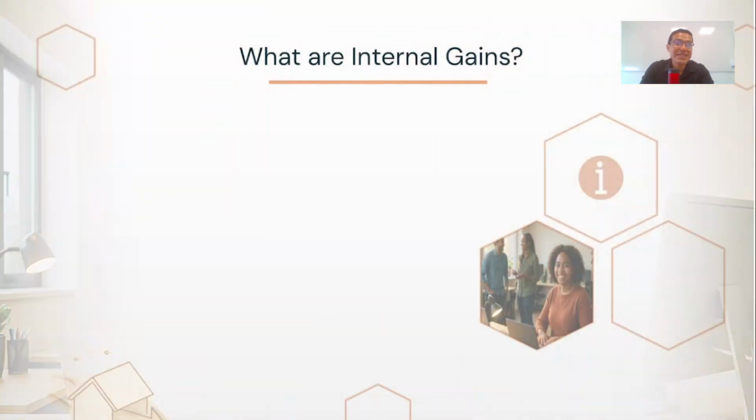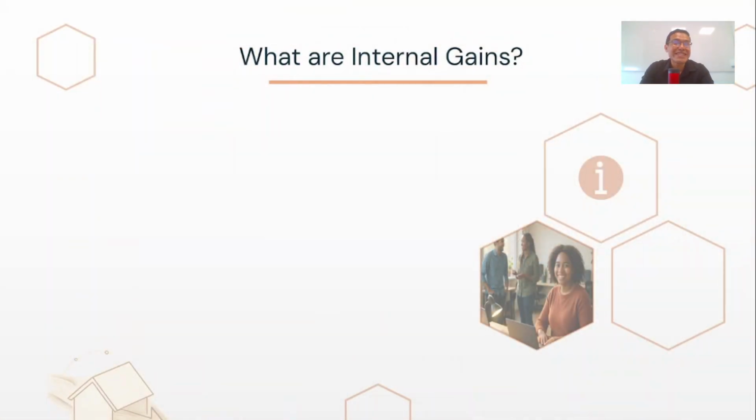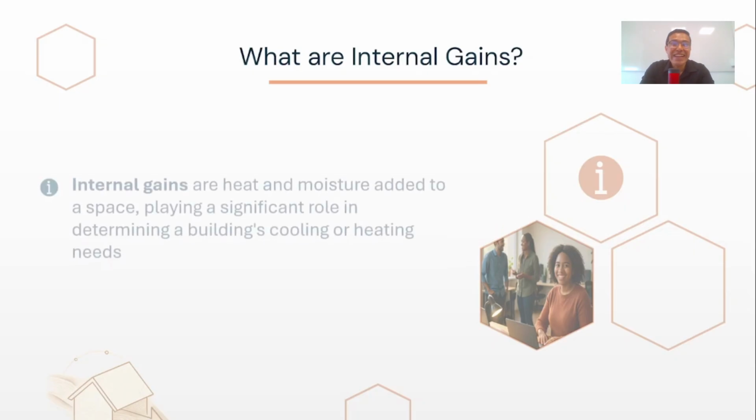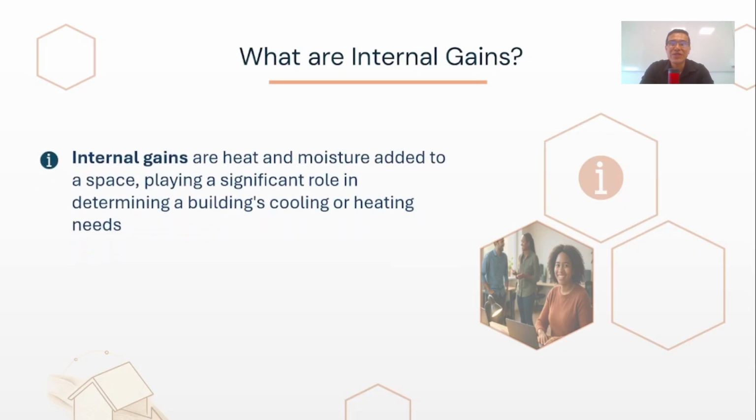So to start this video, let's start with a clear definition. Internal gains are simply the heat and moisture that are generated inside a building by occupants, lights, and equipment. They are different from heat coming in from outside because their sources are internal and can often be controlled by building operations like schedules or equipment use.